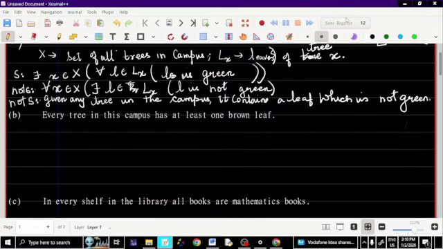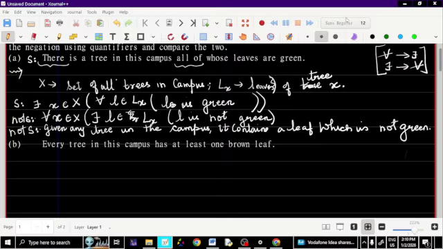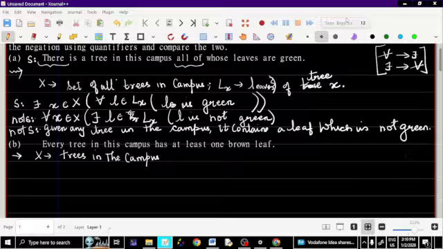Now looking at question B: every tree in this campus has at least one brown leaf. Again you'll see that there are two sets of contexts. Your first set of context is X, the set of all trees in the campus. Now I will try to write this statement, let's call it A, using quantifiers. Every tree in the campus, that means for all p in X. So p is a tree here.